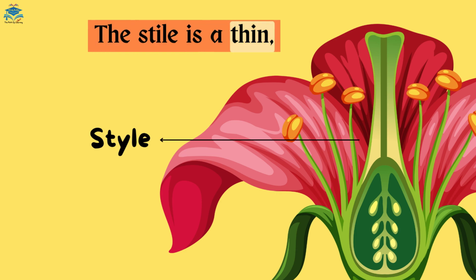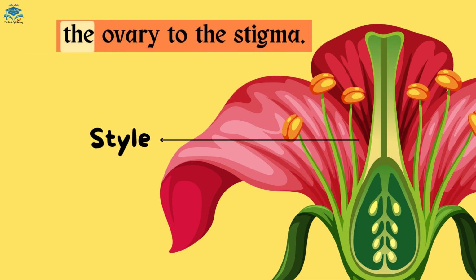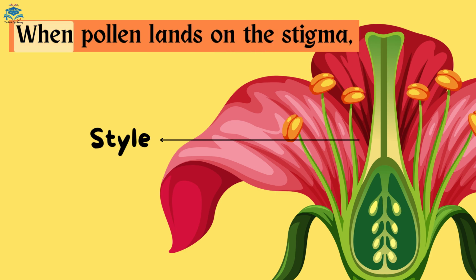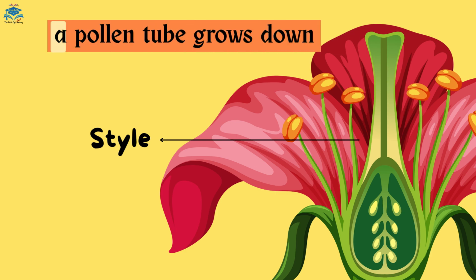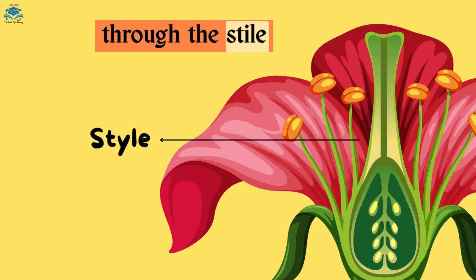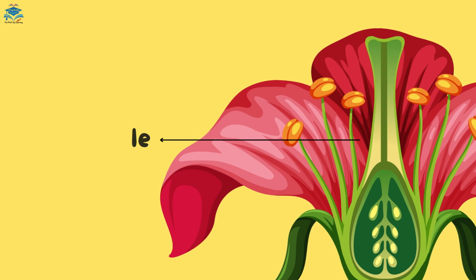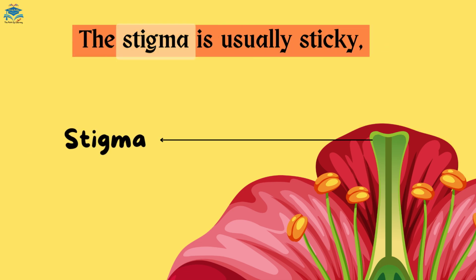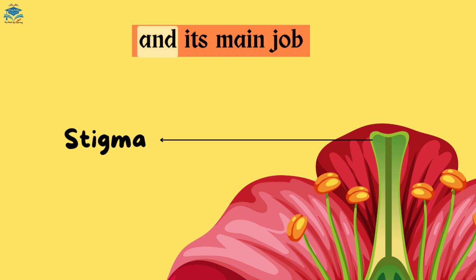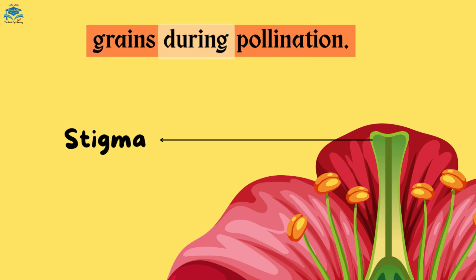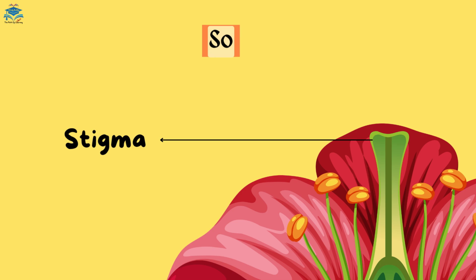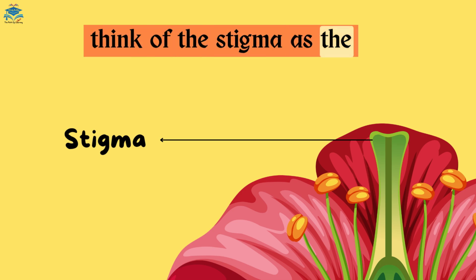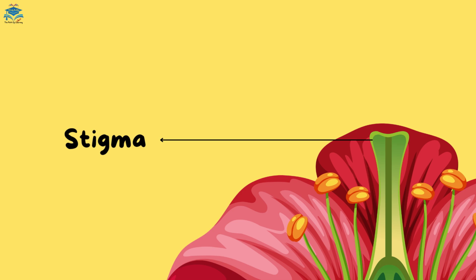The style is a thin, tube-like structure that connects the ovary to the stigma. When pollen lands on the stigma, a pollen tube grows down through the style and reaches the ovary. And at the top, we have the stigma. The stigma is usually sticky, and its main job is to receive pollen grains during pollination. So think of the stigma as the flower's pollen-catching surface.